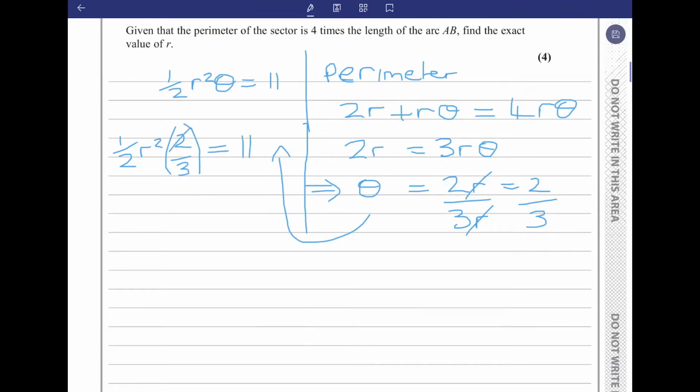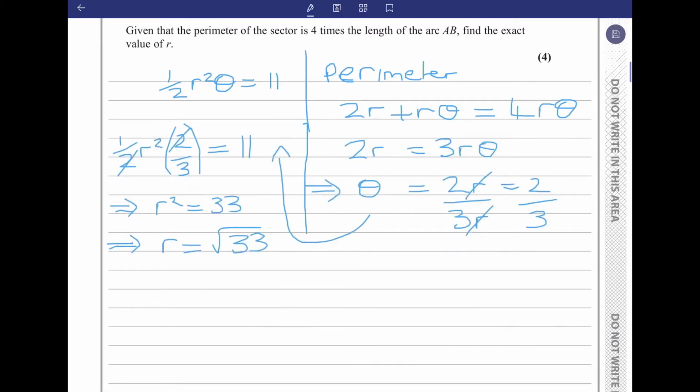The 2's cancel, and we're left with r squared over 3 equals 11. This gives us that r squared equals 33. And now finally we obtain the answer, r equals square root of 33.